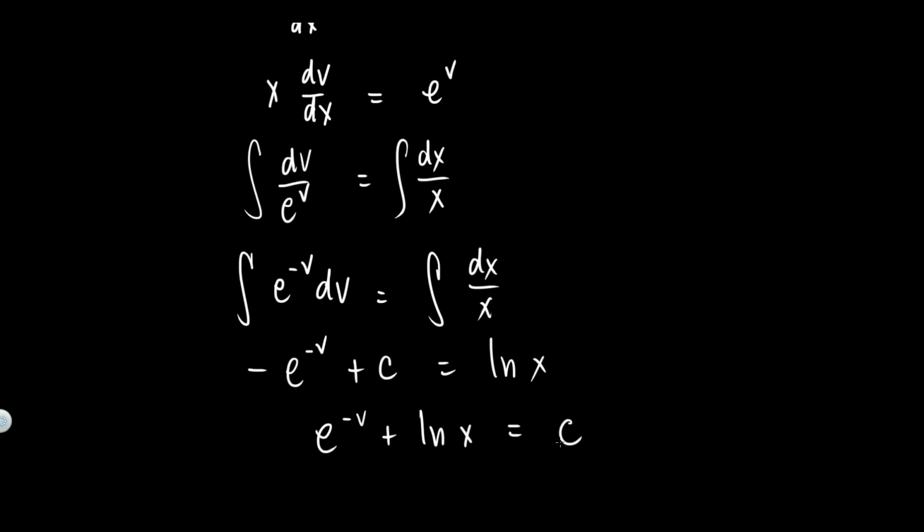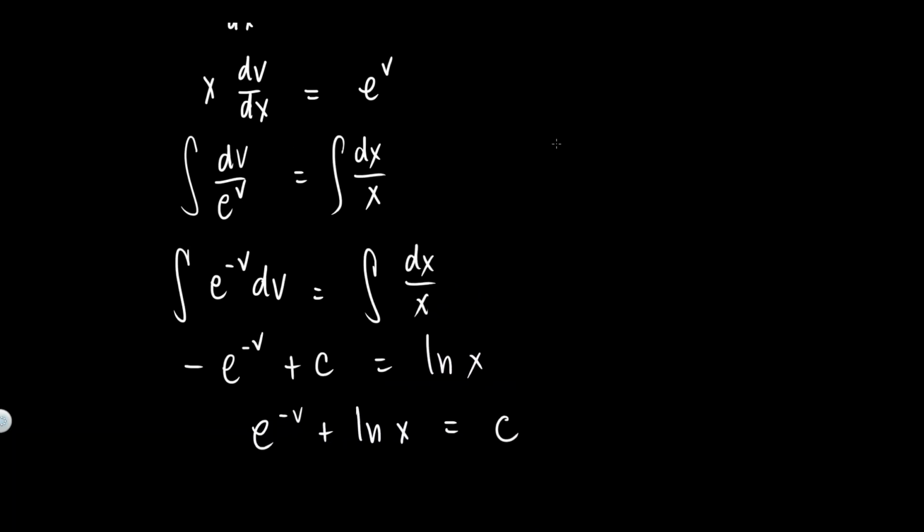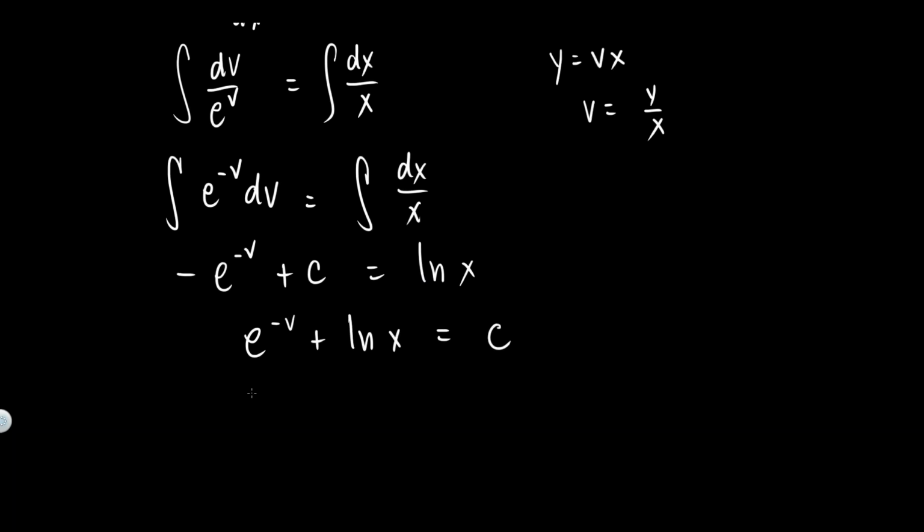Okay? So, hindi pa tayo tapos, no? Yung ginamit nating substitution is that y equals vx. So, v is y over x. Correct? So, v is y over x. So, i-substitute lang natin yung y over x dun sa v. So, e raised to negative y over x plus ln of x equals c. Okay? So, yun lang. So, this is the general solution. Okay?